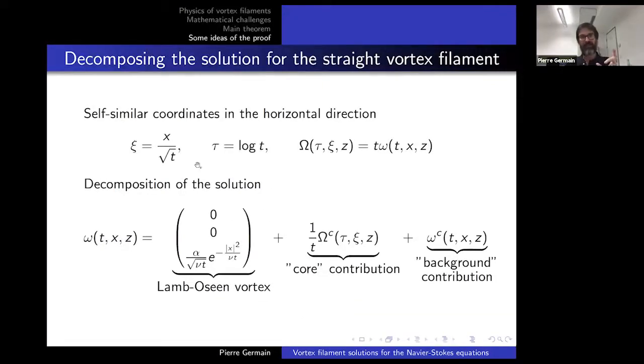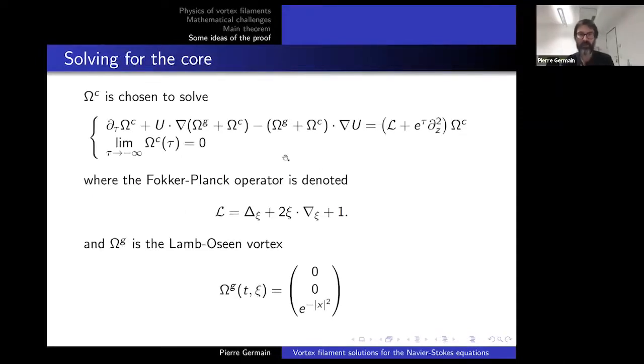Oh yeah, I should have said, sorry, I'm stepping back. What I should have said is that in order to fit the geometry of the Lamb-Oseen vortex, we rescale only in the horizontal direction. So we rescale only the distance to the center of the vortex. But in the vertical direction, in the z direction, we don't do anything. And this corresponds to the intrinsic scaling of the Lamb-Oseen vortex, which is invariant in the z direction, but in the horizontal direction depends in this singular way on the distance to the center of the vortex. So this is the equation that is solved by the core.